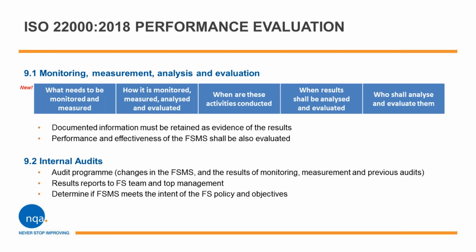And we need to also consider the performance and effectiveness of the food safety management system. As for internal audits, what the standard specifies here, with respect to the previous version, is that we need to have an audit program, as we mentioned before. But in this program, we need to also consider changes in the food safety management system, results of monitoring and measurement, and also results from previous internal audits. Also, as part of this section, this version of the standard says that the results must be reported to the food safety team and top management. And we need to determine if the food safety management system meets the intent of the food safety policy and objectives through these internal audits, okay?